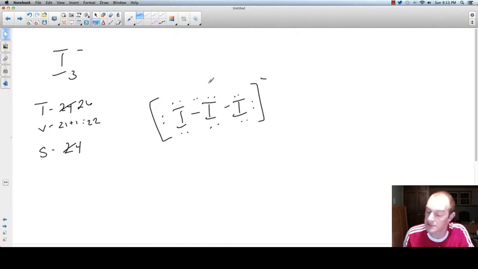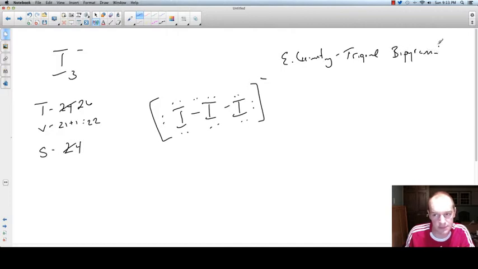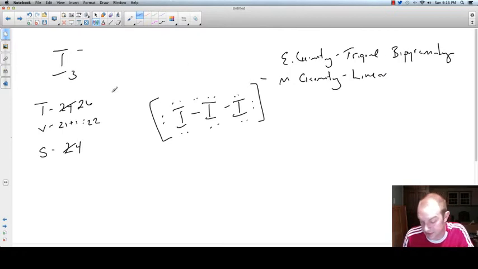Now, when we look at this thing, we can see that there are going to be 1, 2, 3, 4, 5 areas of electron domain density around that central atom. So again, the electronic geometry will be trigonal bipyramidal. This just happens to be coincidence. And then the molecular geometry, in this case, is going to be linear. Okay, so that's a kind of interesting situation right there.